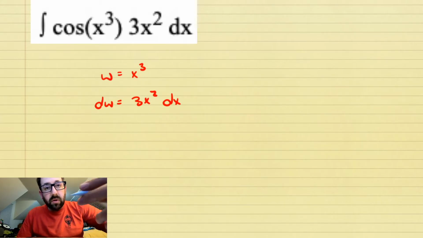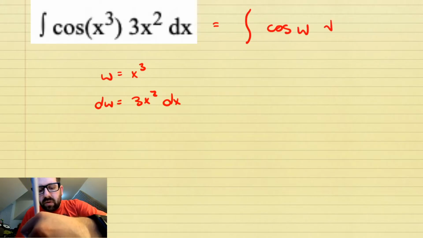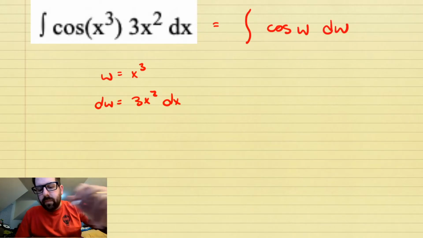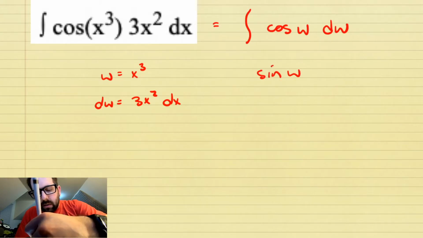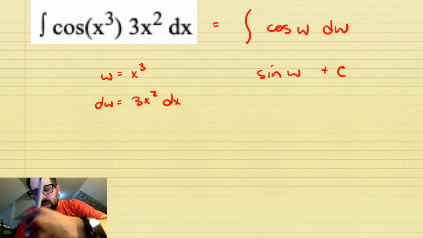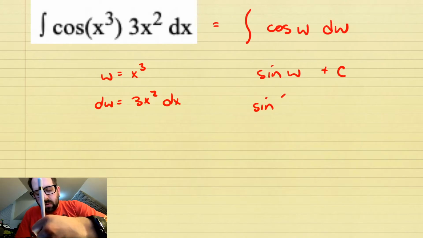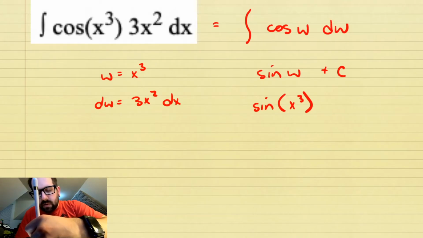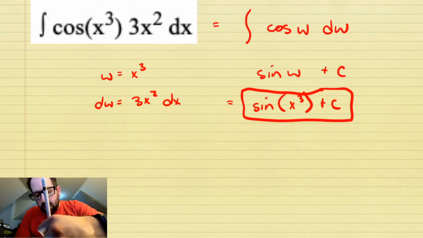So it looks like on this particular problem, if I rearrange and I substitute, this is what we have. We have cosine of w dw. That's doing my little substitution rule. The antiderivative of cosine is sine of w plus c. That's the antiderivative of cosine. And then I just substitute in what my w was. My w was x to the 3rd. And there you go. There's my answer.